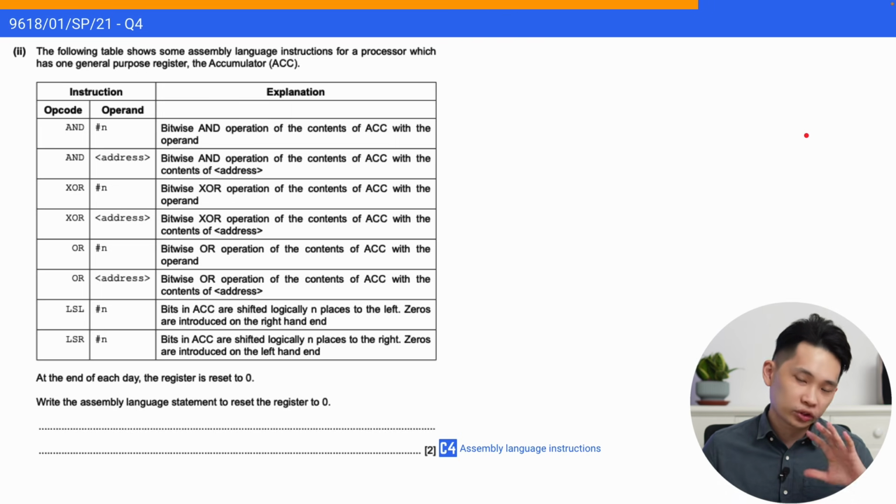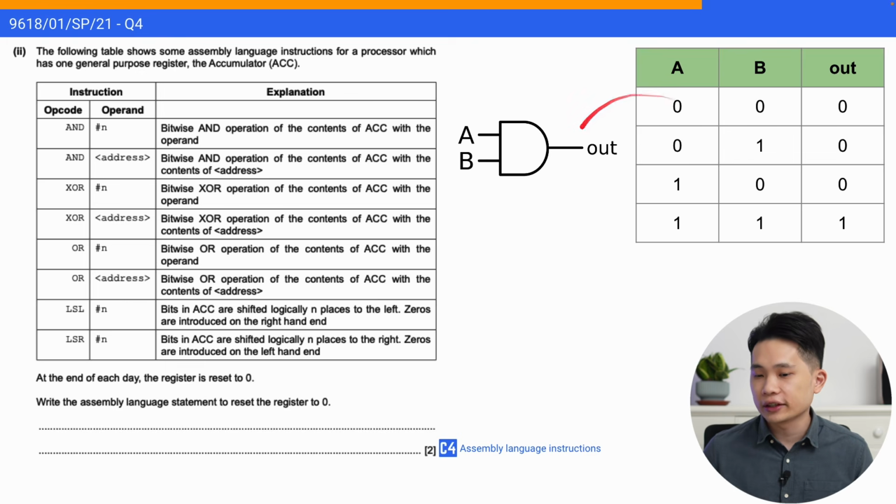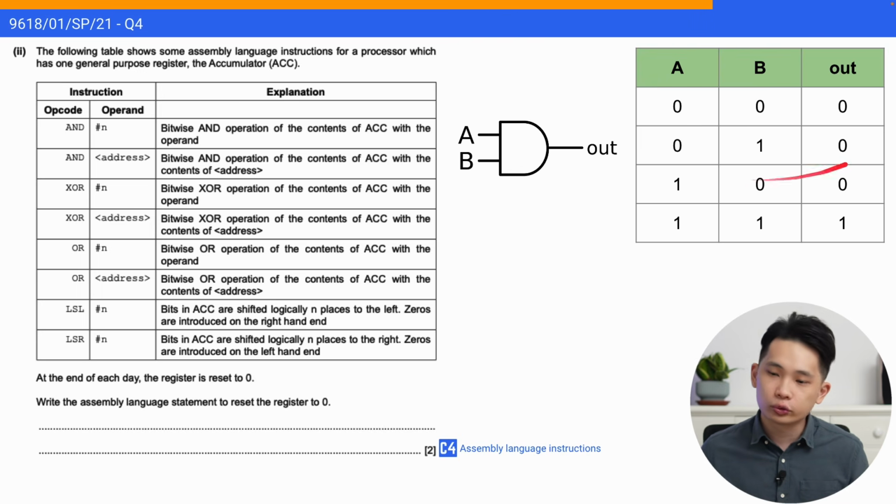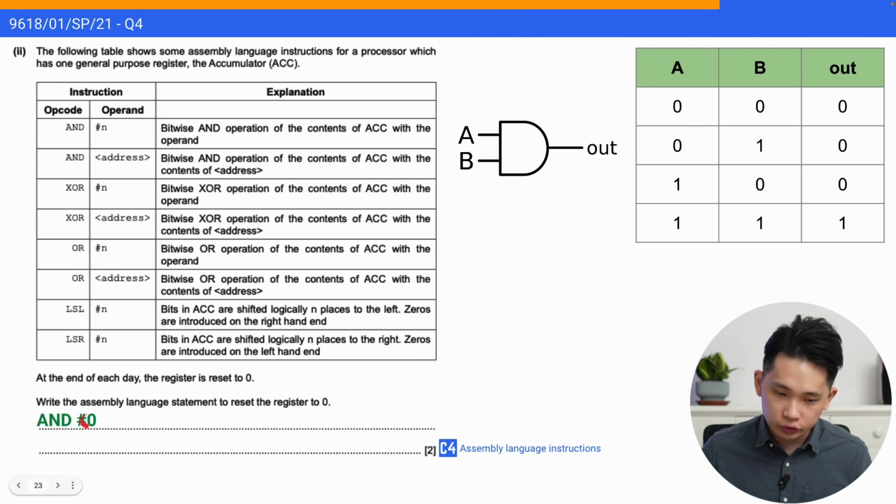For example, let's do some revision about the AND gate. If you look at the AND gate, as long as the input has a 0, so 0, 0 or 0, the output will always be equal to 0. Therefore, the answer is AND hash 0. So make sure you remember the hash.